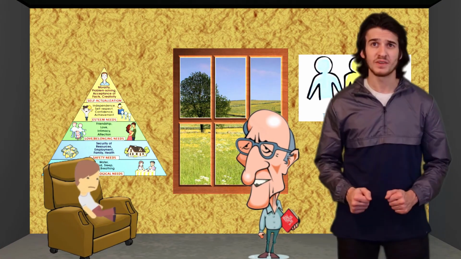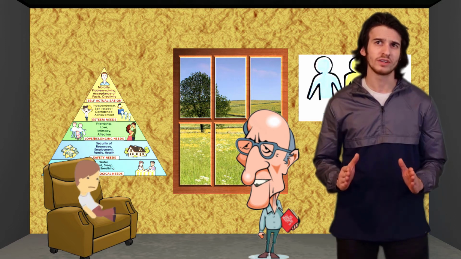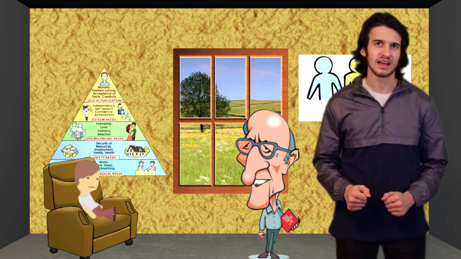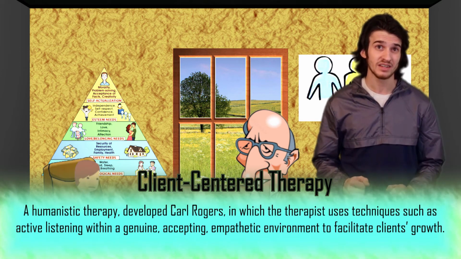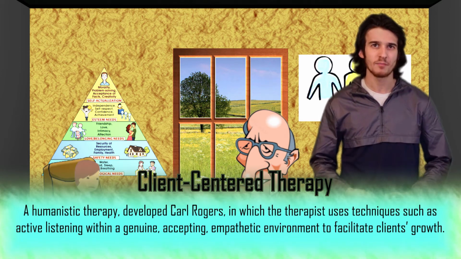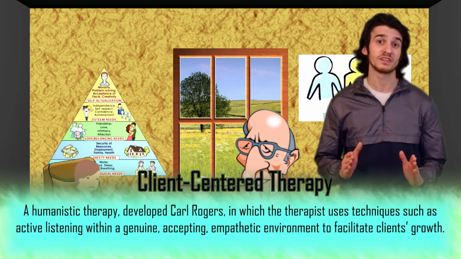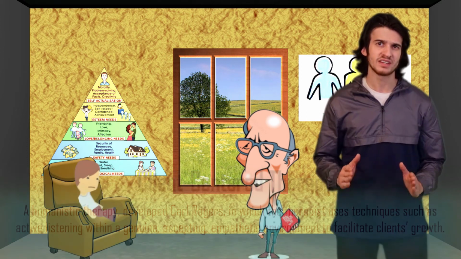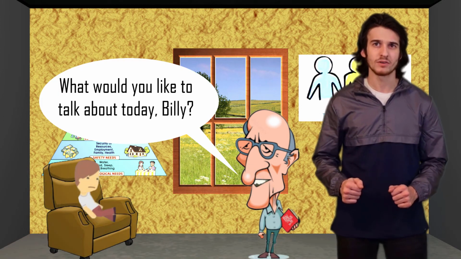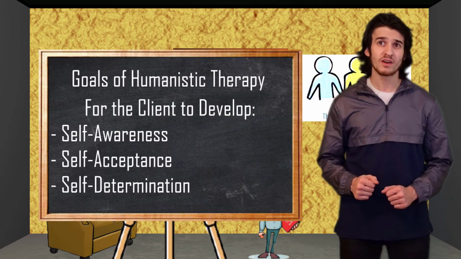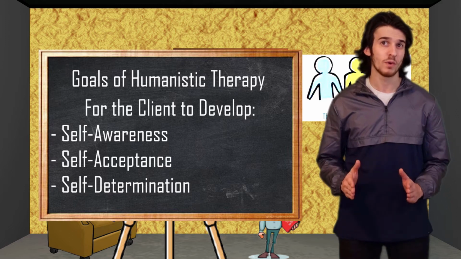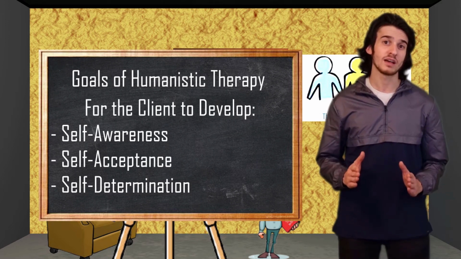Here we are in the office of Carl Rogers, where he is currently demonstrating his technique known as client-centered therapy, where the therapist uses techniques such as active listening within a genuine, accepting, empathetic environment in order to facilitate a client's growth. The therapist is non-directive and shows empathetic understanding while the client runs the session. The goal of this form of therapy is for the client to develop self-awareness, self-acceptance, and self-determination.